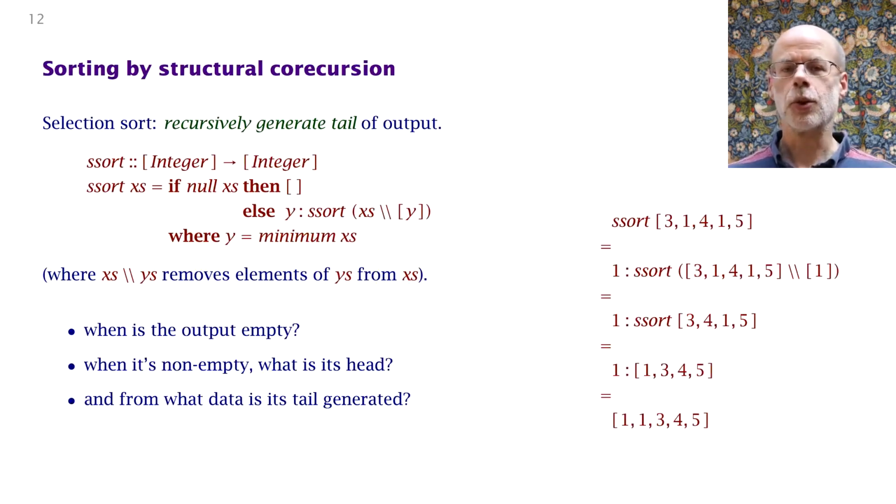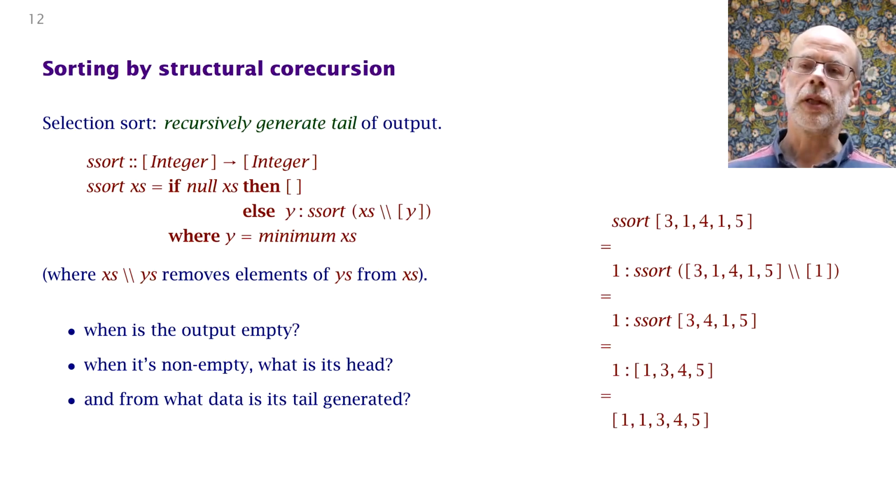So if we go back to the sorting problem again, if you hit it instead with the structural co-recursion design recipe, you're led inexorably to a sorting algorithm, but not insertion sort, a different one, selection sort. So when does sorting produce the empty list? Of course, when the input is empty. If it produces a non-empty list, what is the head of the result? Well, that's the minimum of the input.